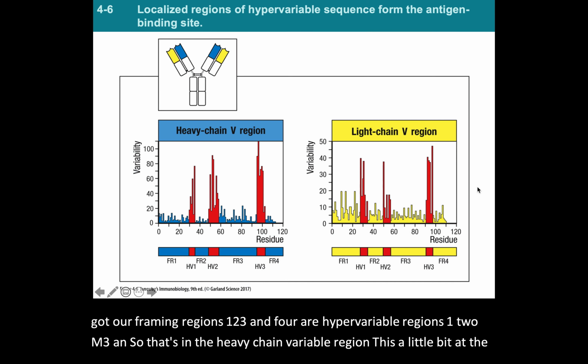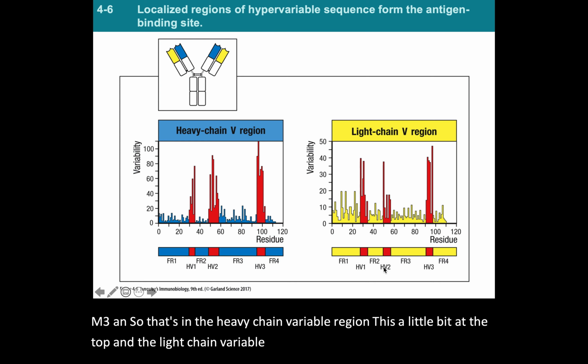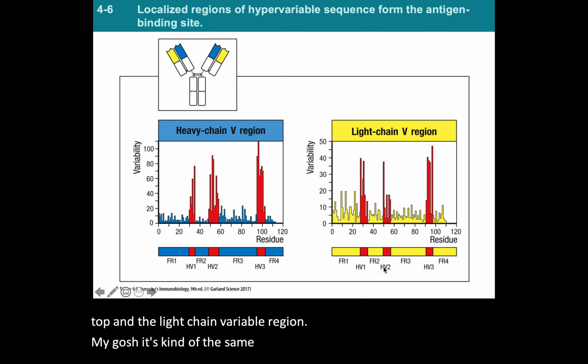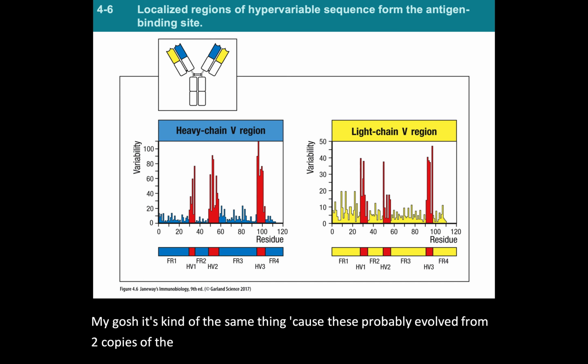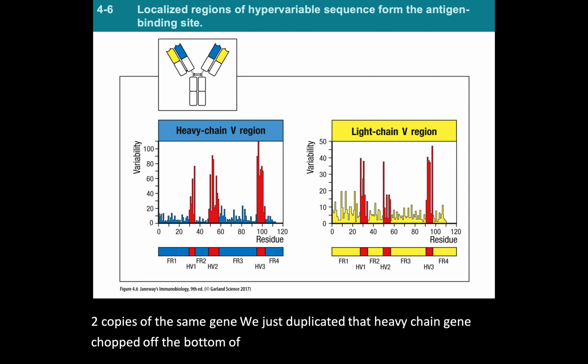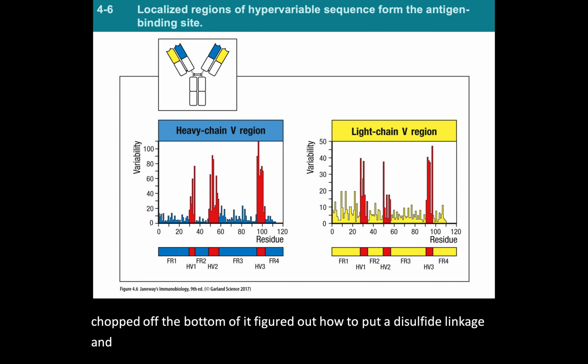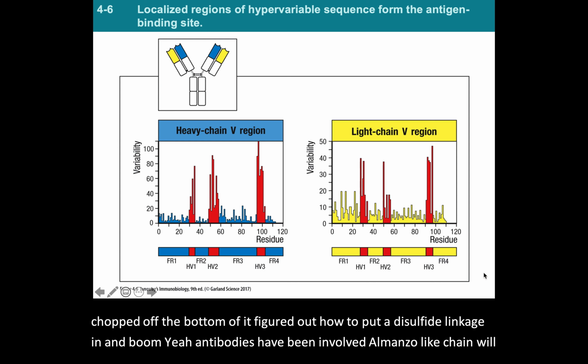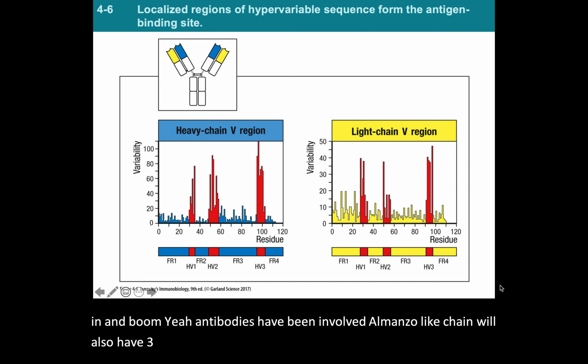And in the light chain variable region, oh my gosh, it's kind of the same thing, because these probably evolved from two copies of the same gene. We just duplicated that heavy chain gene, chopped off the bottom of it, figured out how to put a disulfide linkage in, and boom, yeah, antibodies have evolved. And so the light chain will also have three hypervariable regions in there.